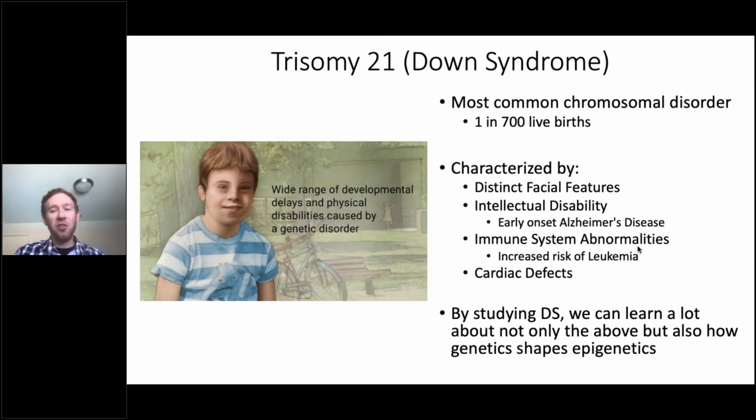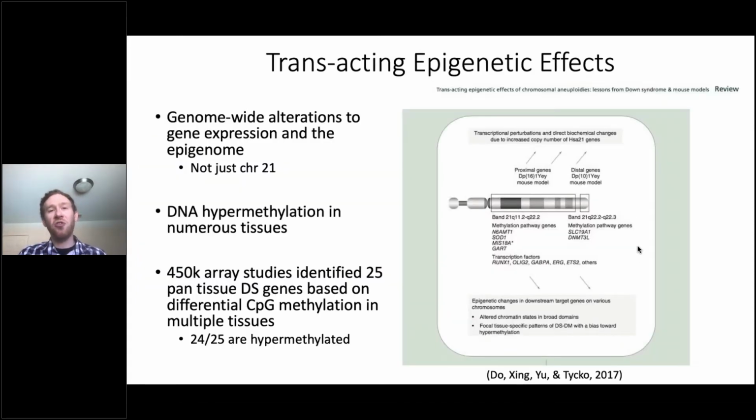So by studying Down syndrome, we can learn a lot about not only the above, but also how genetics shapes epigenetics. And this is because Down syndrome is characterized by these trans-acting epigenetic effects. So we see genome-wide alterations to gene expression and the epigenome. So it's not just chromosome 21 that is impacted. And another typical feature of Down syndrome methylation profiles is DNA hypermethylation in a number of tissues.